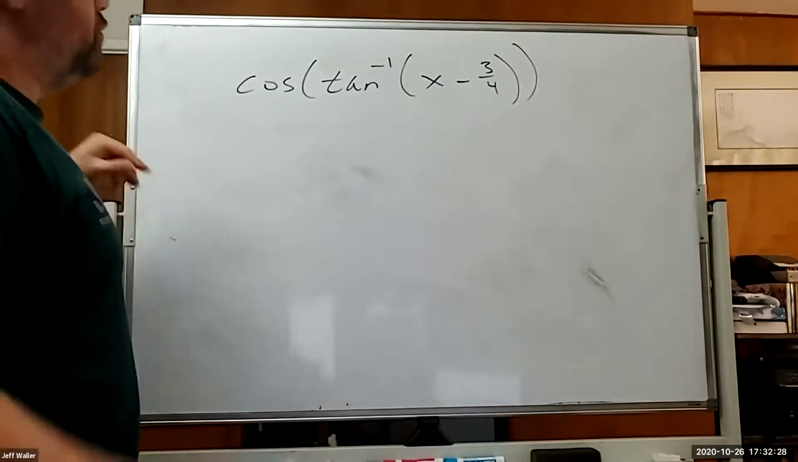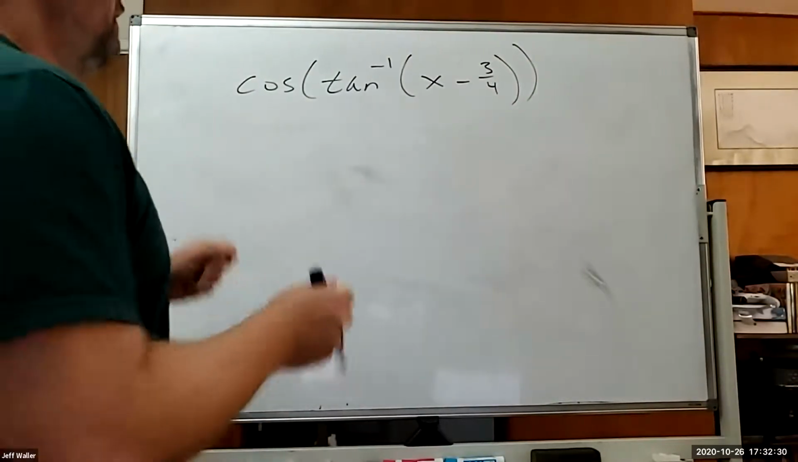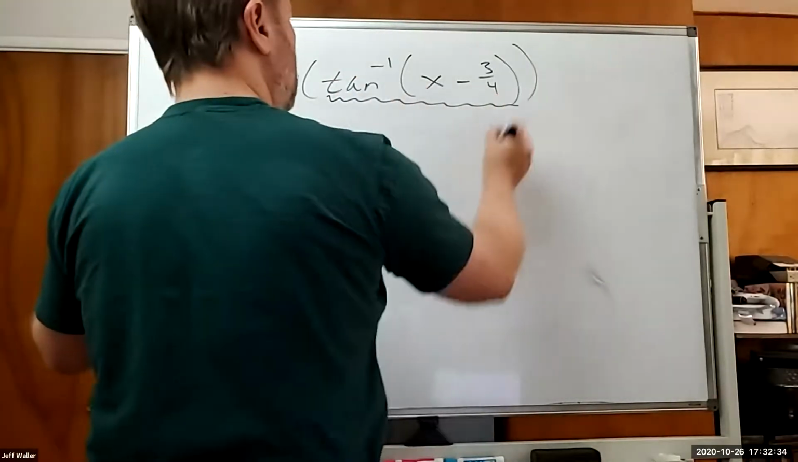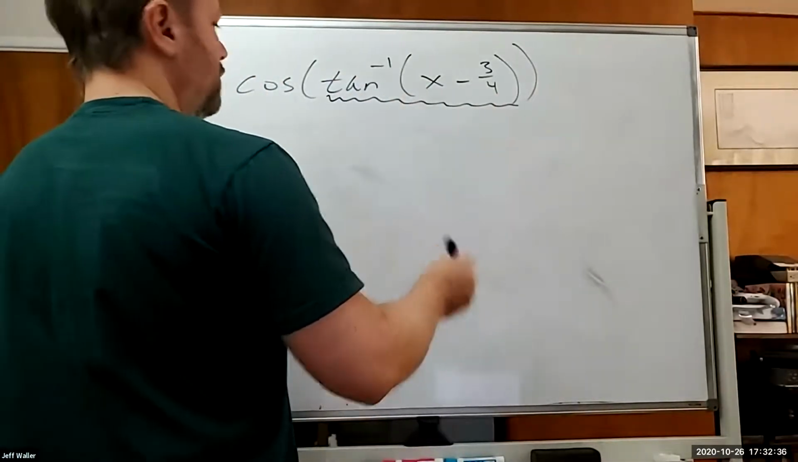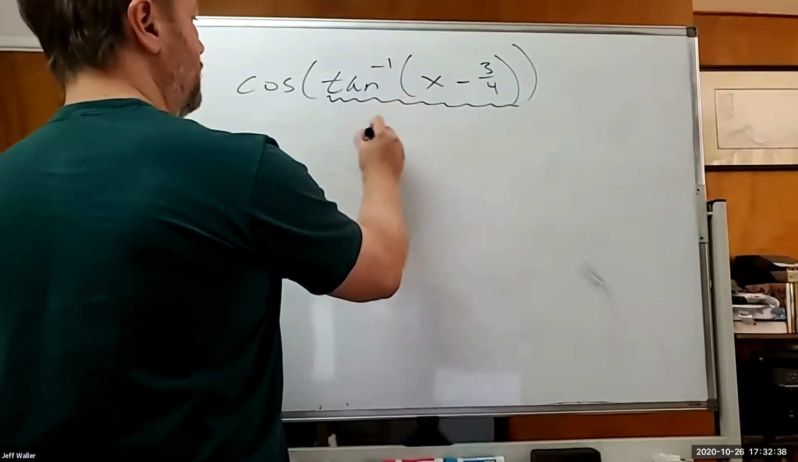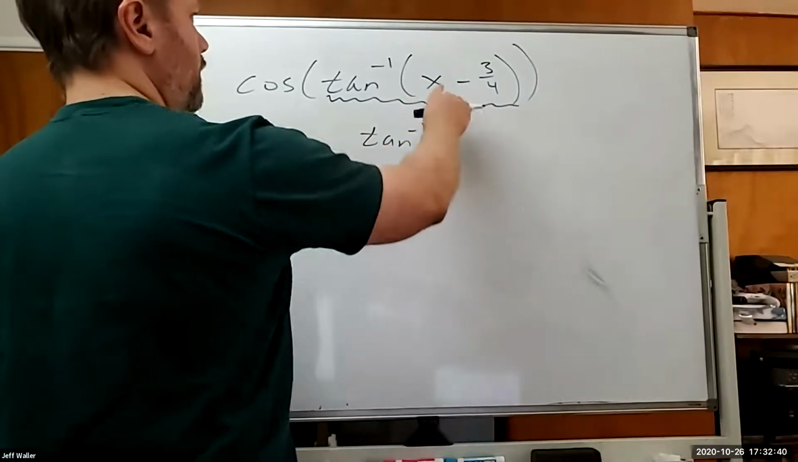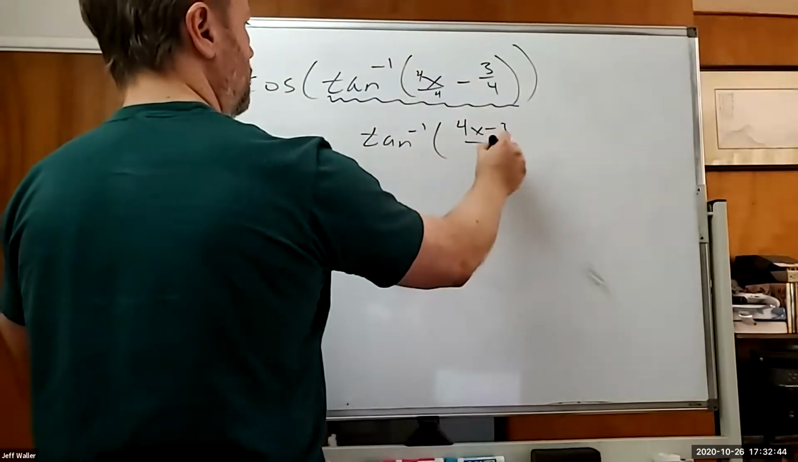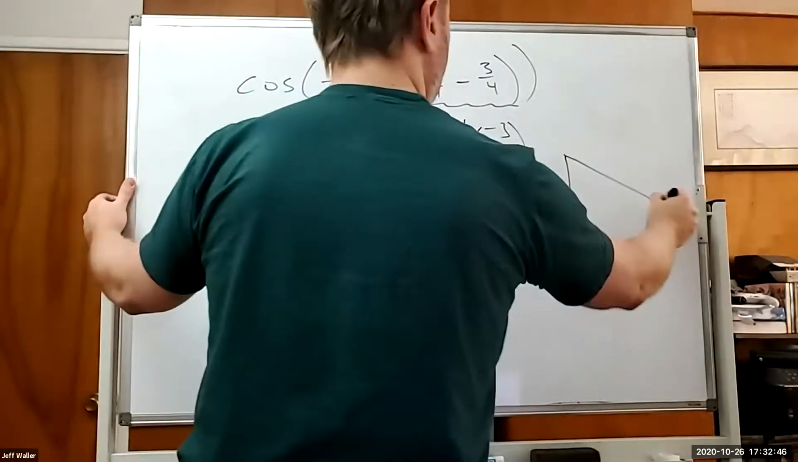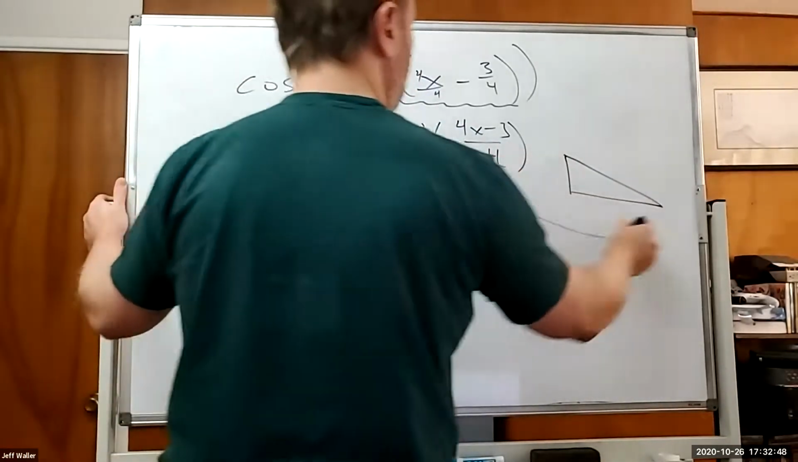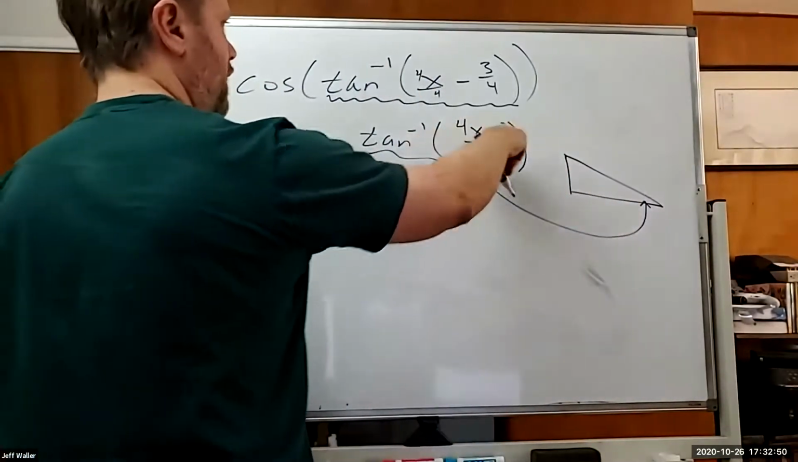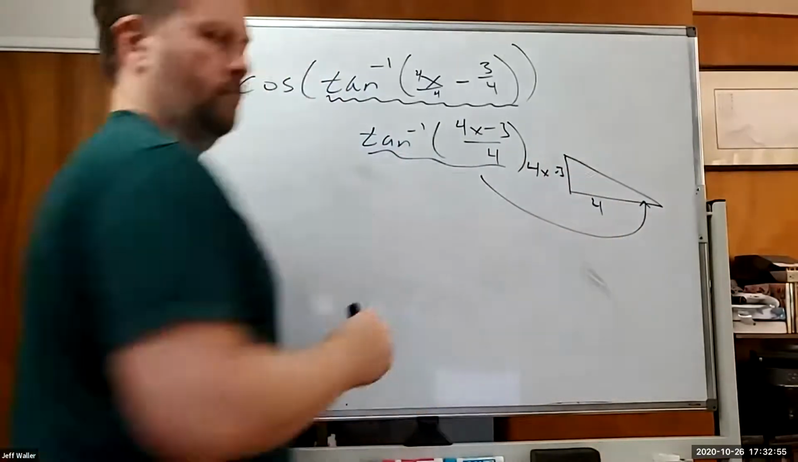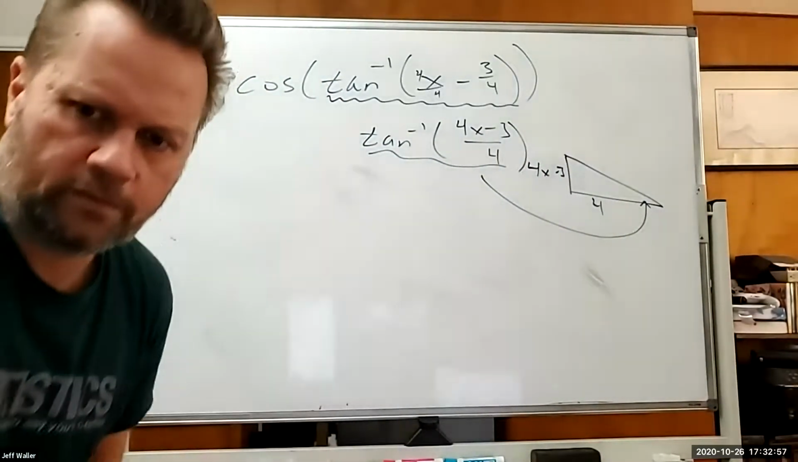Now, you do not have to do it this way, but this is a specific request. And this is the way I kind of showed you, but you don't have to do it this way. So I would rewrite this inside. I would make this like denominators. And now I can draw the triangle where this is the angle. And there is tangent, so that would be 4x minus 3, and this would be 4. Is everybody with me so far?